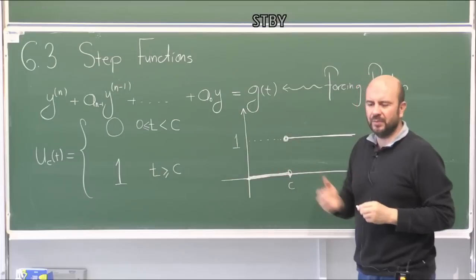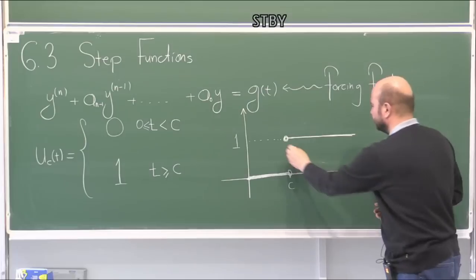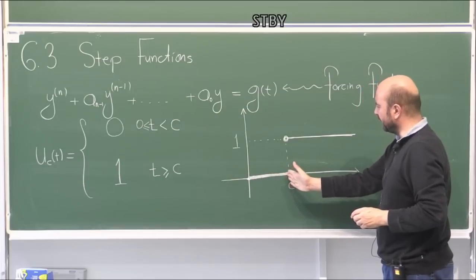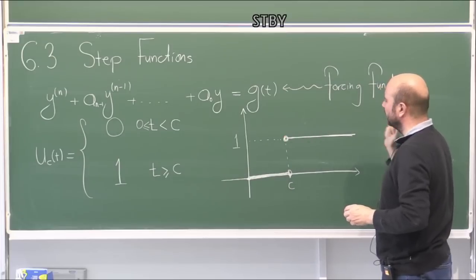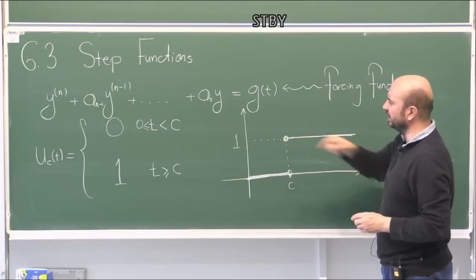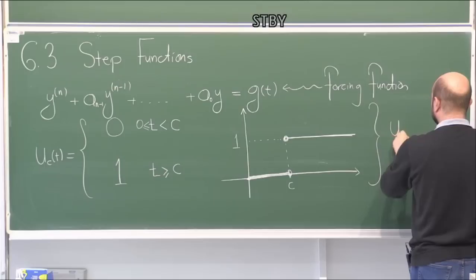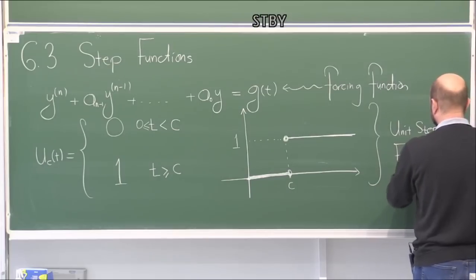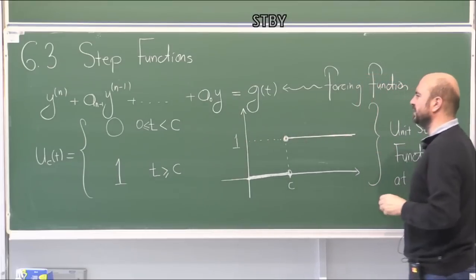I want to think of them as signals. Your signal starts as 0, and then when the time comes to c, it continues as 1 forever. So this is the unit step function at c. Why unit? Because our signal continues as 1.